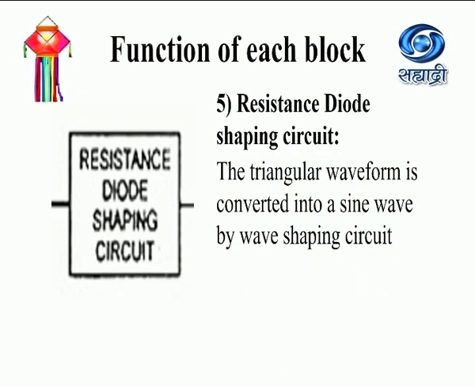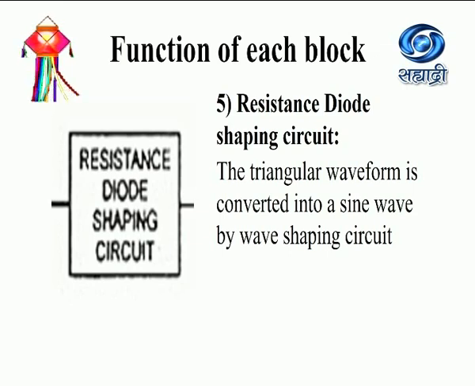Fifth block is resistance diode wave shaping circuit. So basically the output of this block is sinusoidal waveform. The output of integrator is connected to this diode shaping circuit, and it will convert the triangular waveform into the sine wave. So that's why this circuit is called as wave shaping circuit. So the triangular waveform is converted into a sine wave by wave shaping circuits. So in this way we will get a triangular waveform, then square waveform and sinusoidal waveform by using this block.